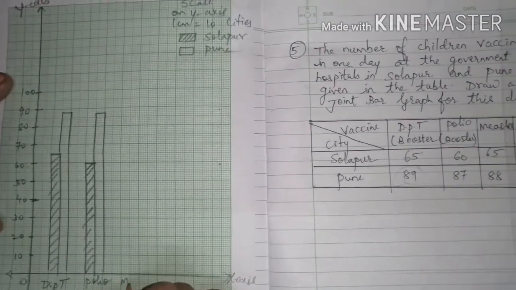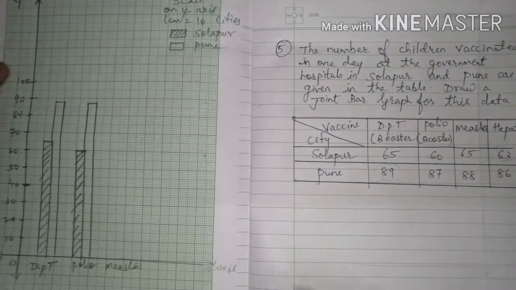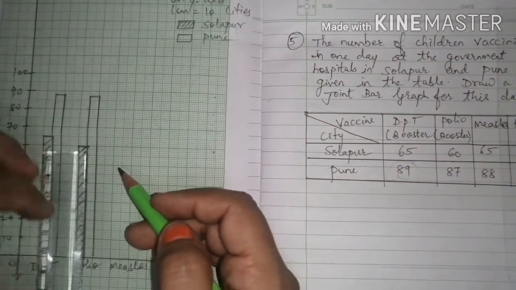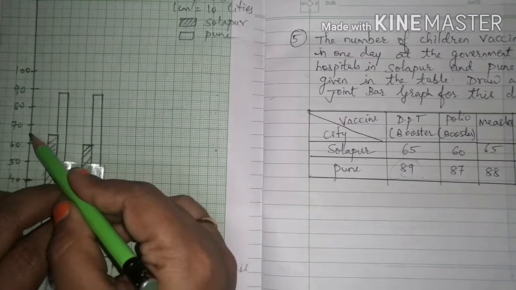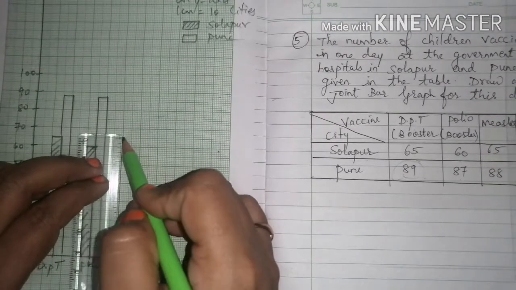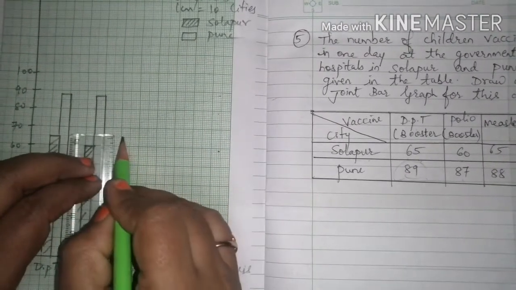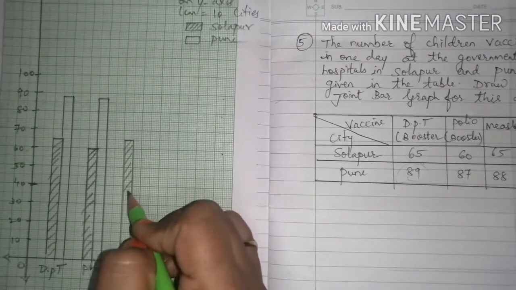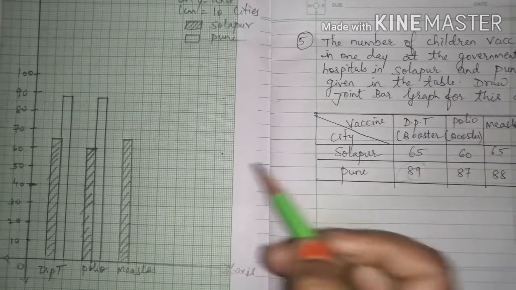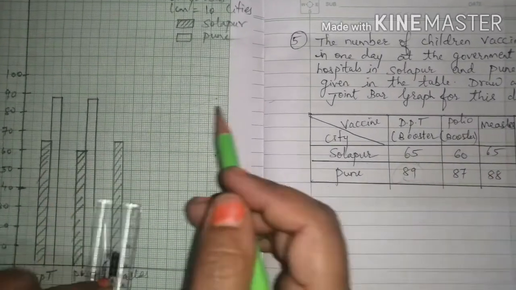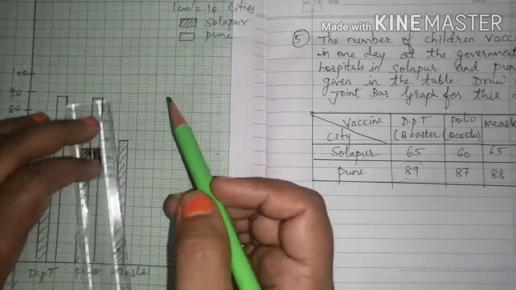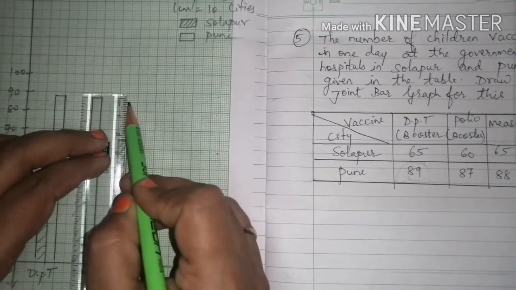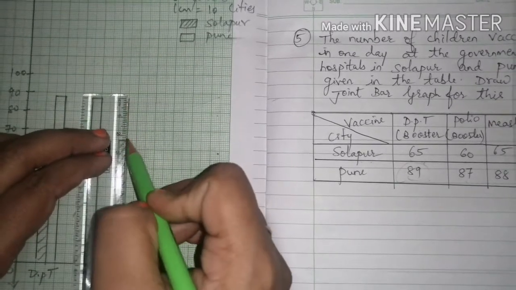Next one is measles. 65 in Solapur. 60 above 65 lines. This one is Solapur, so we have shading. Then 88. Pune it is 88. So above 88 lines. This one is 80, 85, 86, 87, 88.